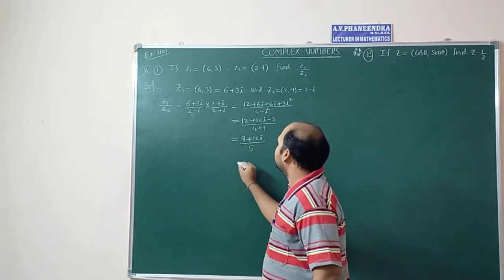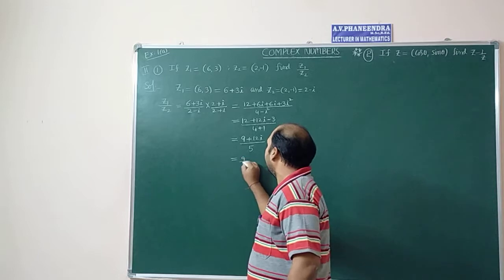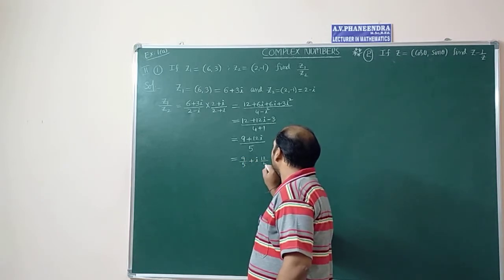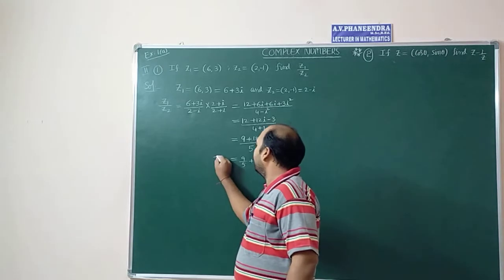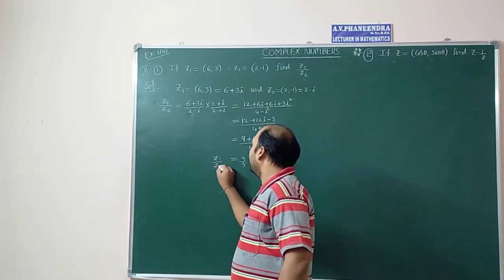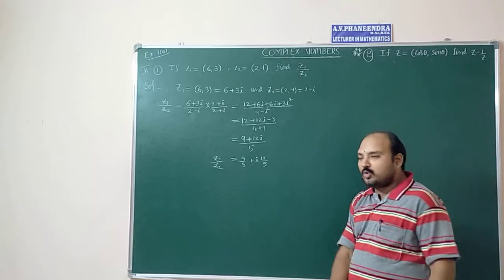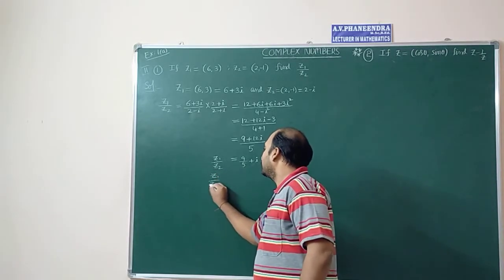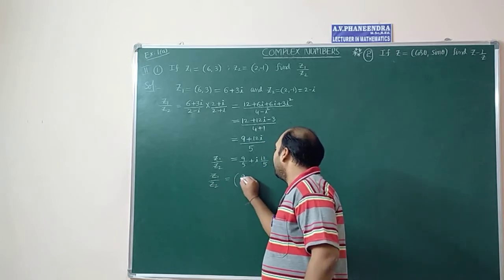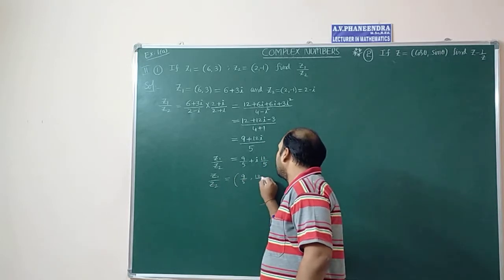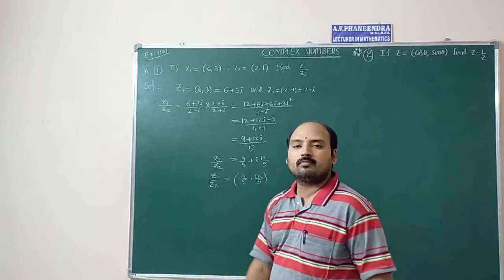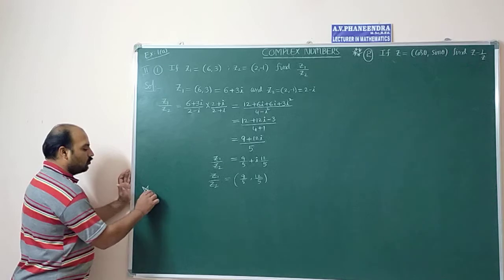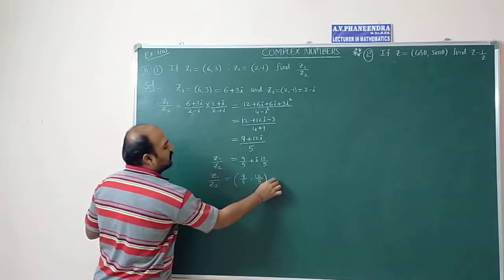Therefore, Z1 by Z2 we can write as 9 by 5 plus I into 12 by 5. This is the value of Z1 by Z2. If you want to write in the ordered pair form, we can write Z1 by Z2 is equal to 9 by 5 comma 12 by 5. After that, one important note, this problem is completed.